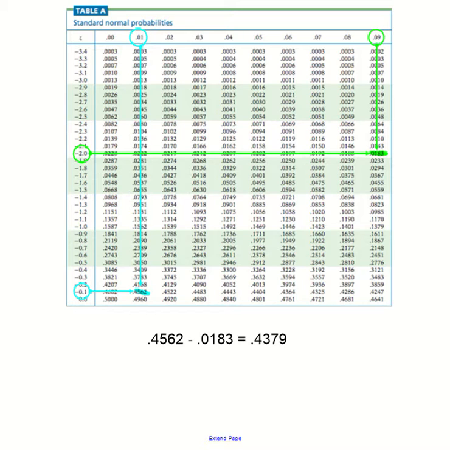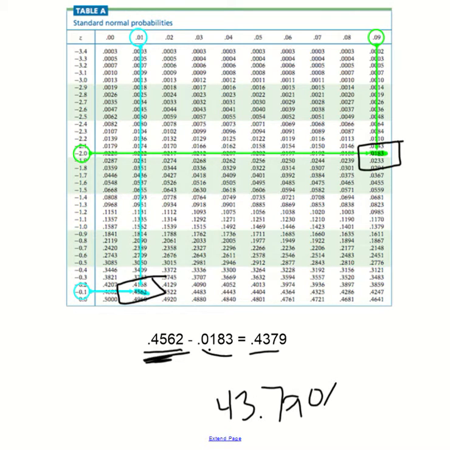Negative 2.09, that's over here. That's 0.0183. Negative 0.11, that's right here. That's 0.4562. We take the larger probability, we subtract the smaller probability, and we change it to a percent, 43.79%. So that's how we do it when we're finding something that's in between.